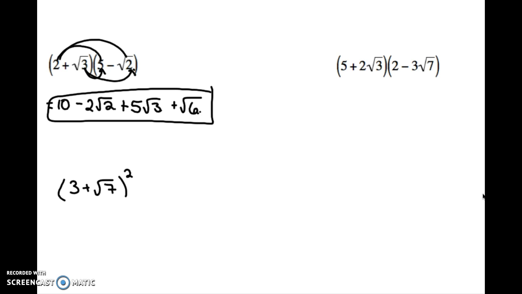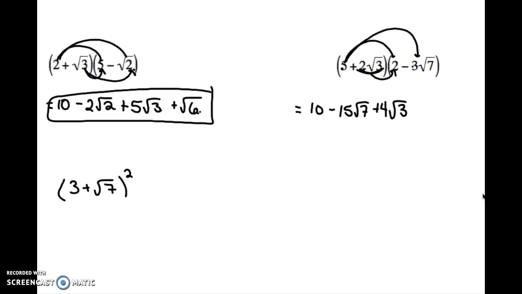Let's move over to this next one. So we have 5 times 2 is 10. 5 times negative 3 square root 7. 5 times negative 3 is negative 15. Keep the square root of 7. And then we've got 2 root 3 times 2, which would be 4 root 3. I times the coefficients up front.